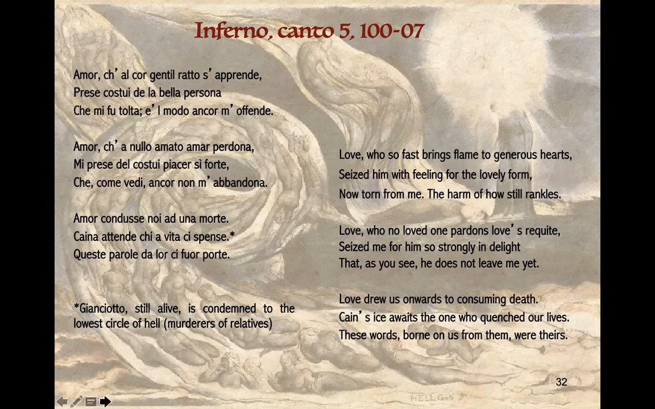Love that unites them. This is the difference between a love that evolves in widening circles of love, and this love which ends in receding circles of death. Because if Paolo and Francesca are at the top of hell, well, Gianciotto will be at the bottom of hell in a much smaller circle.